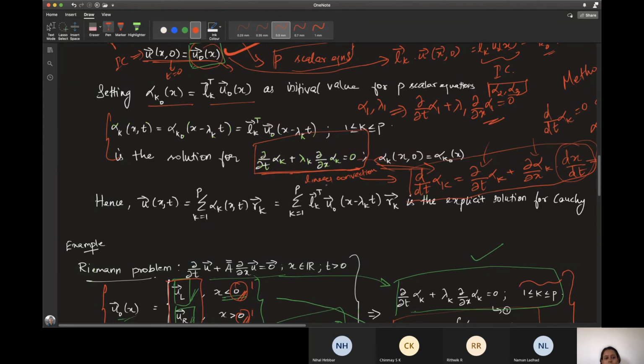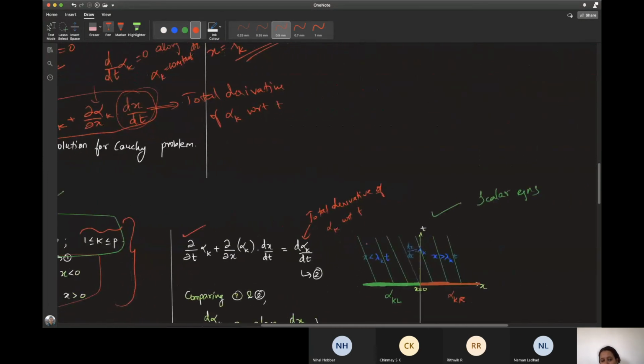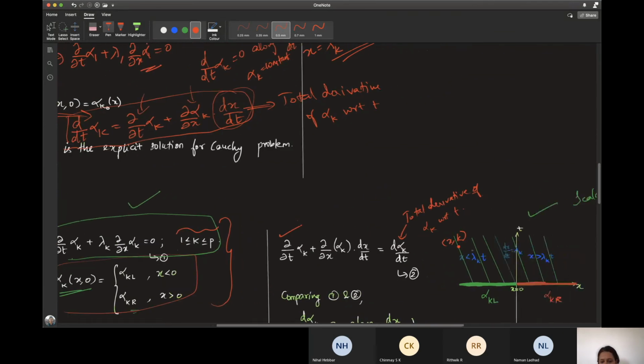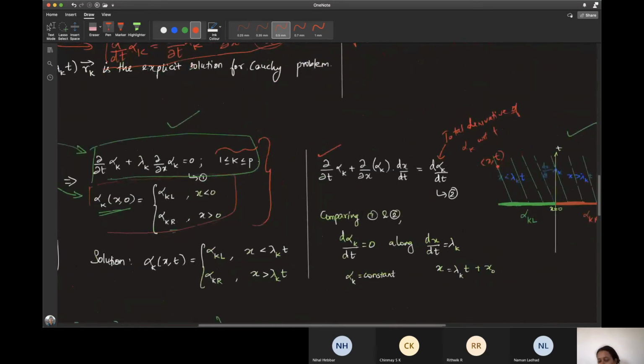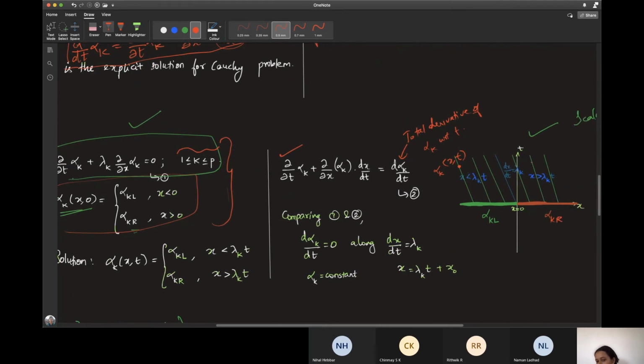Let's say you're looking at some x, t, this alpha k of x, t. Here you want to find what your alpha k will be. So you trace back for this point. Through this point one characteristic will pass. Two or more characteristics won't pass because we have linear parallel characteristics. They are all parallel, so they won't intersect. So for sure there is going to be just one characteristic passing through this point. So you trace back.